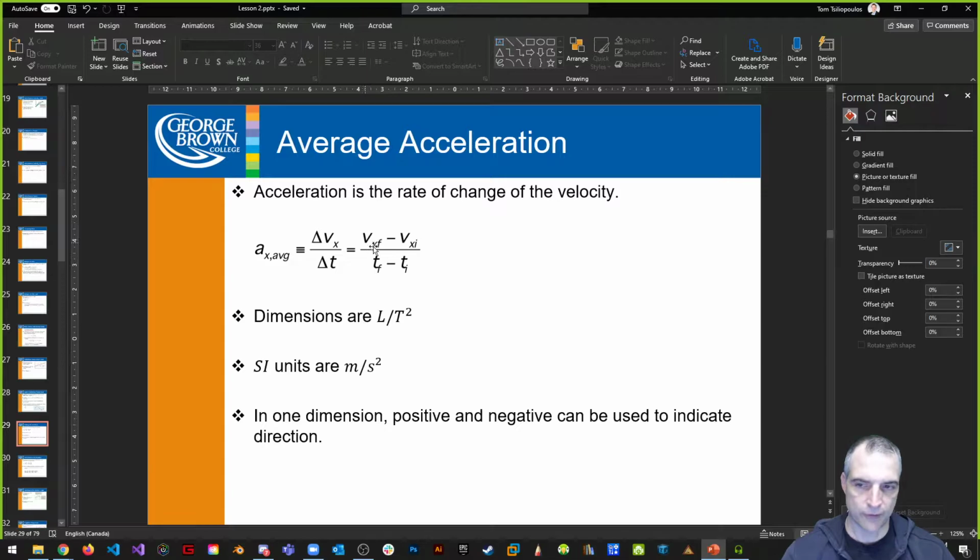So what I would do is take the final velocity minus the initial velocity over the final time, whatever that is, minus the initial time. The dimensions are length over time squared, because you can see that we're going to say meters per second squared is what the units are going to be. So length over time squared. In one dimension, positive and negative can be used to indicate direction. So I want to go to the right, I want to go to the left, I want to go up, I want to go down. That's what positive and negative average acceleration gives us.